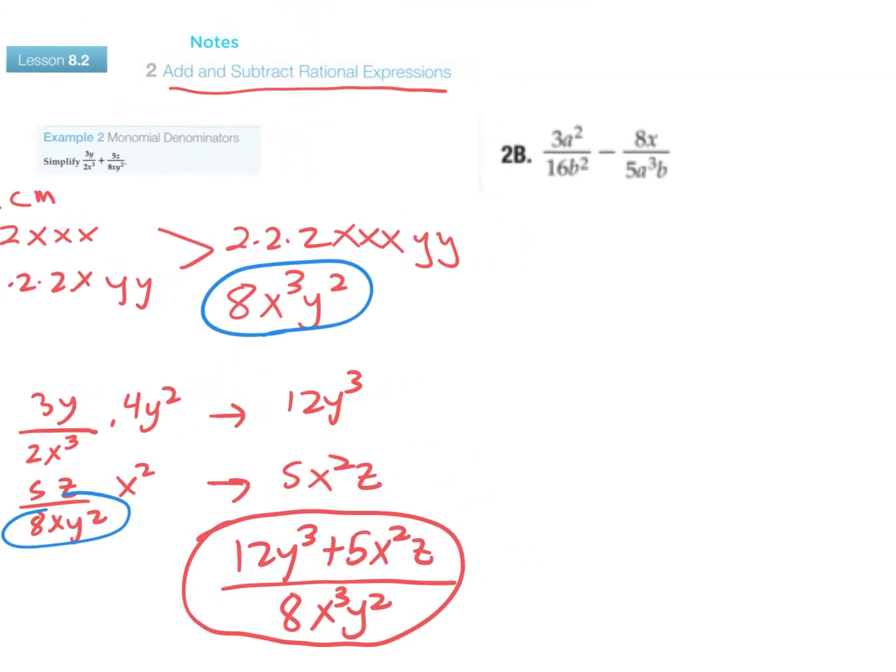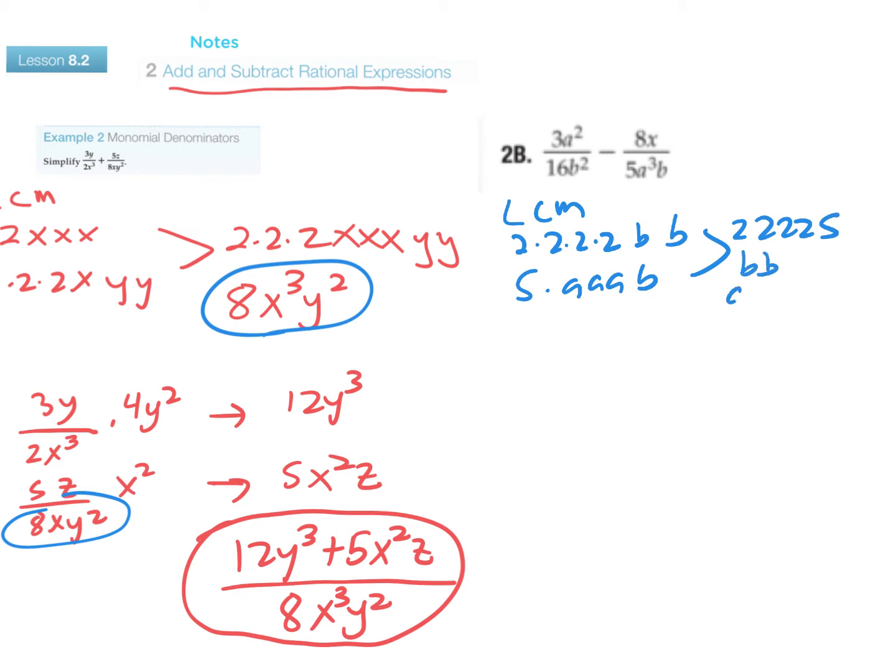All right, so let's do one more subtraction. We're not going to do anything differently with the subtraction, except that we'll write our subtraction sign. So let's find our lowest common multiple. Our lowest common multiple, 16. So let's go 2 times 2 times 2 times 2, b, b. And we have 5 times a times a times a, b. And so the 2's are being used 4 times, so 1, 2, 3, 4. 5's being used once. So there's our numbers. B is being used twice, and A is being used 3 times.